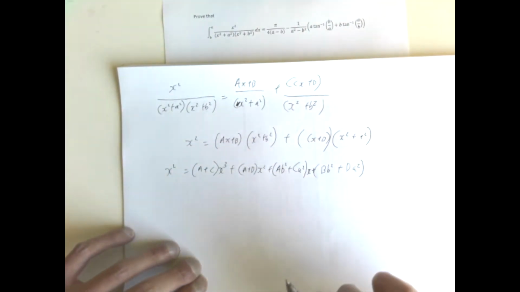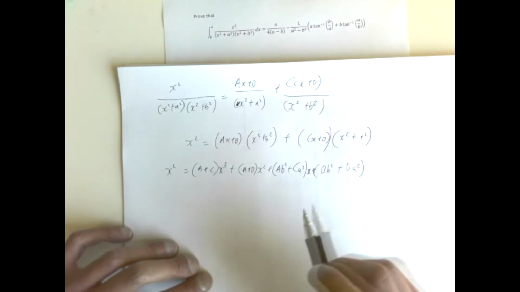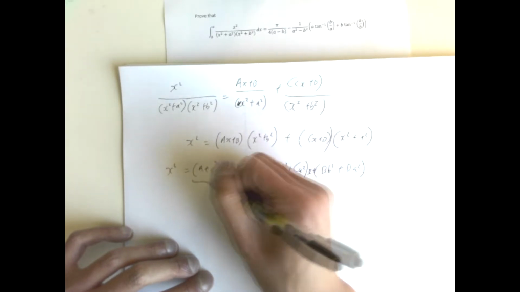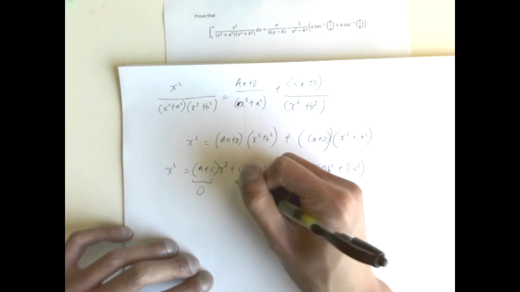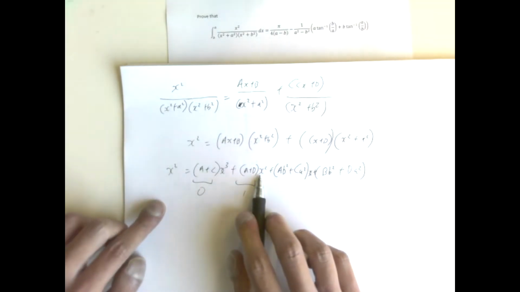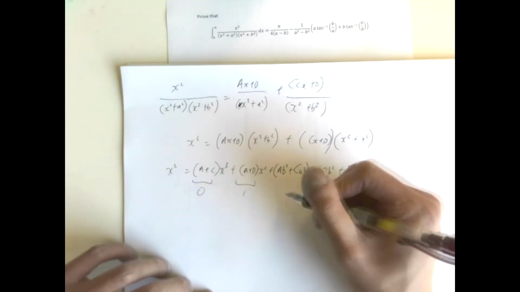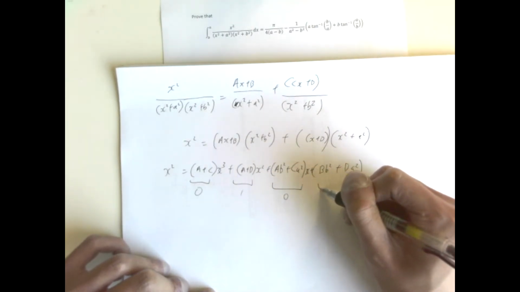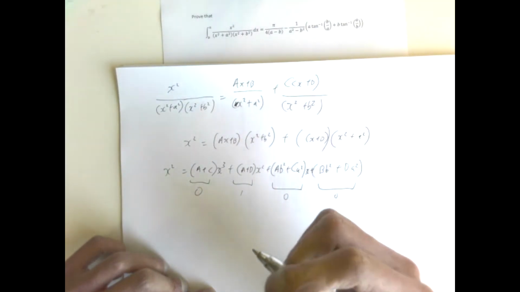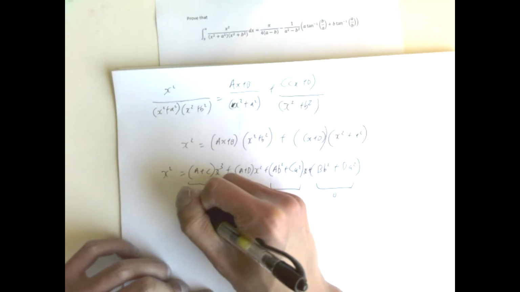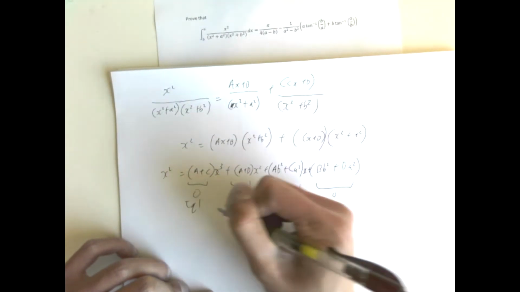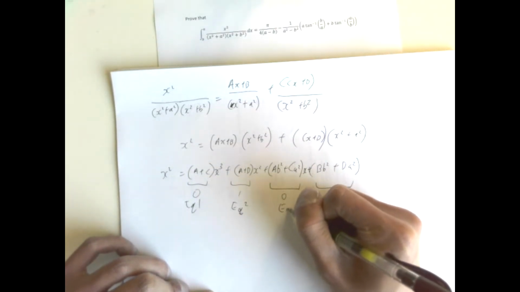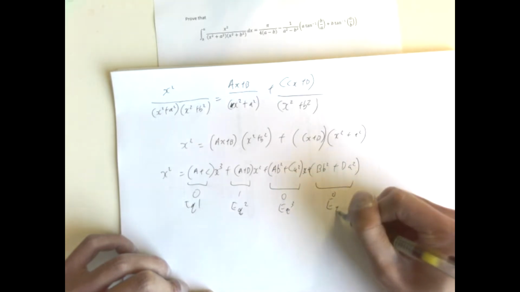So equating, well, substituting some equations to each other, actually we have that this must be 0, this must be 1 because 1 x squared on this side equals 1 x squared on that side. This must be 0 and this must be 0. Let's call these equation 1, equation 2, equation 3 and equation 4.